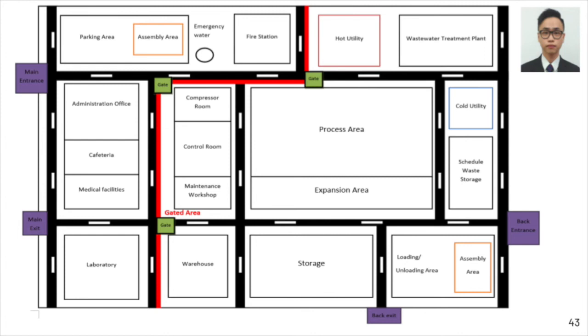The second area starts from the back entrance, which consists of most of the storage areas like scheduled waste storage, raw and product storage, warehouse and loading and unloading areas. This zone is specially designed for lorries and trucks to have easy access for all transportation work using the back entrance and exit. Last is our production area, which mainly consists of the process area and nearby facilities like hot and cold utilities, wastewater treatment plant, compressor room, control room, and also maintenance workshop.